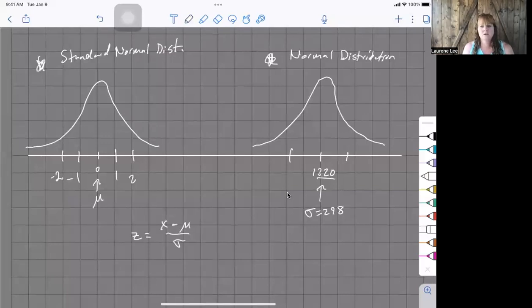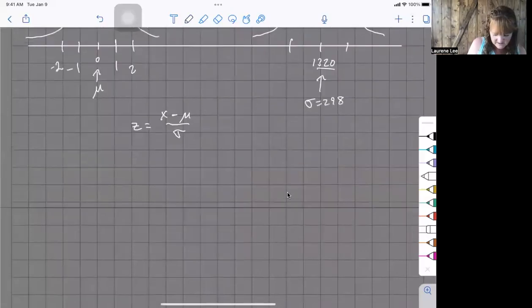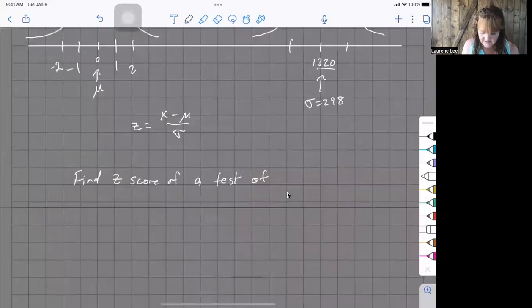Okay. So some of your homework problems are going to just very simply ask you for the Z-score of a data point. So for example, I could say, find the Z-score of a test of, let's say, 1358.